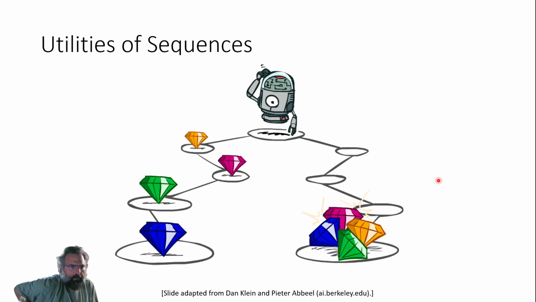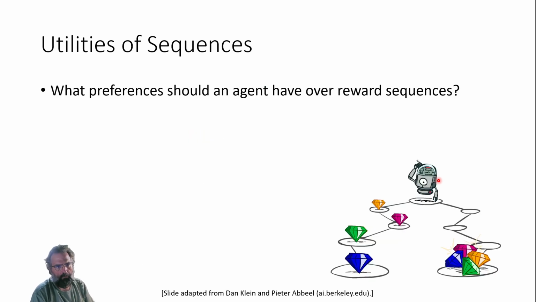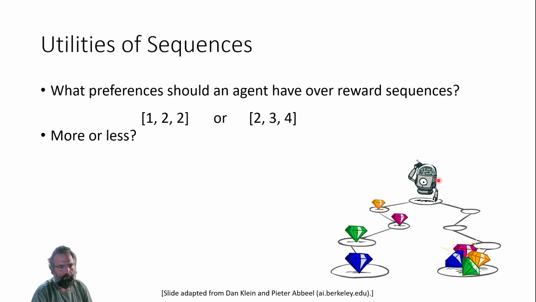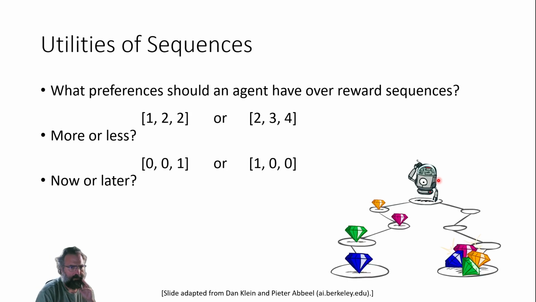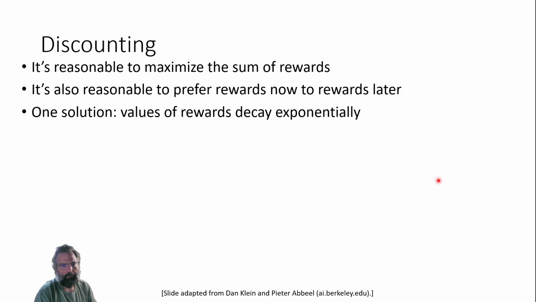So we talk about utilities of sequences. What is the preference an agent should have over a reward sequence? Is it more or less, and so on? You may also want to think about, when you're determining which one of those to go on, whether it is better to try to get the higher reward sooner or later in the process.